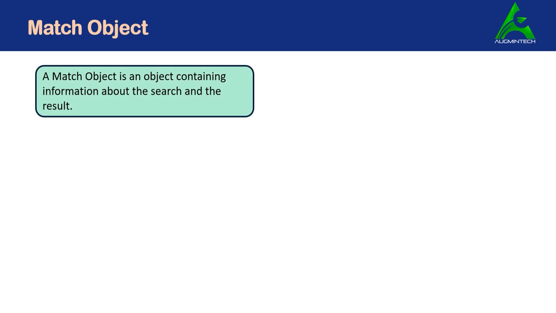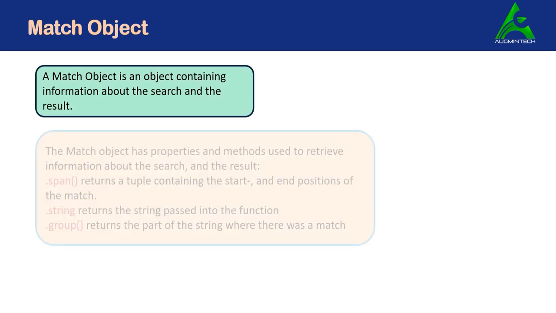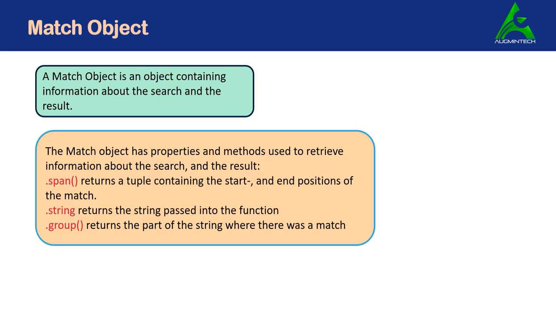Now let's see what a match object is. A match object is an object containing information about the search and the result. It has properties and methods used to retrieve information about the search and result. The span method returns a tuple containing the start and end positions of the match. Then we have the string method that returns the string passed into the function, and the group method that returns the part of the string where there was a match.